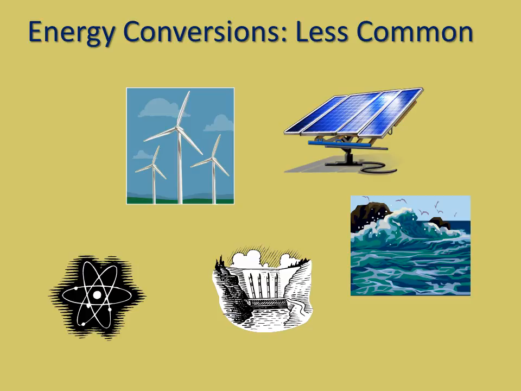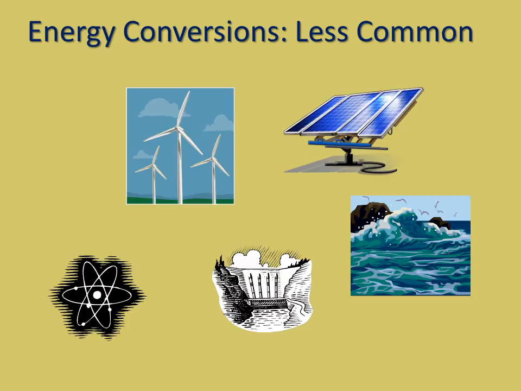So on the top left there we have wind turbines, and wind turbines are the direct conversion of kinetic energy, the movement of air, into mechanical energy and then electrical energy. We use the wind to push the blades, turning the shaft, and that shaft allows us to turn copper wires around permanent magnets to generate electrical energy.